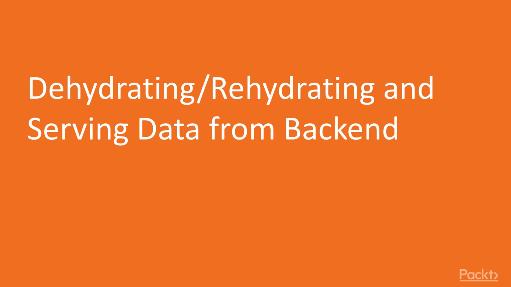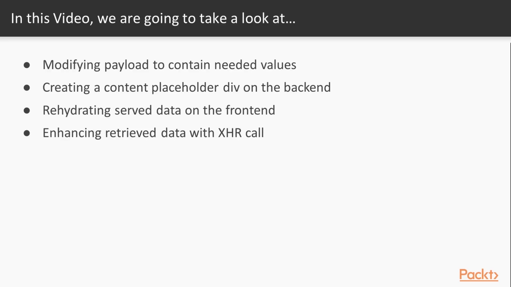In this video, we'll be going through dehydration and rehydration of data and serving data from the backend on initial load. We'll modify the payload to contain needed values that we can use on the front end. We'll create a content placeholder div on the backend and serve data on that div. Then on the front end, we'll rehydrate that data and enhance that retrieved data on an XHR call after we have populated the model already.